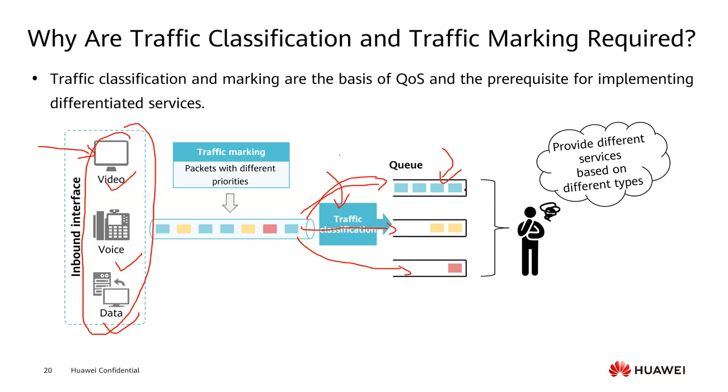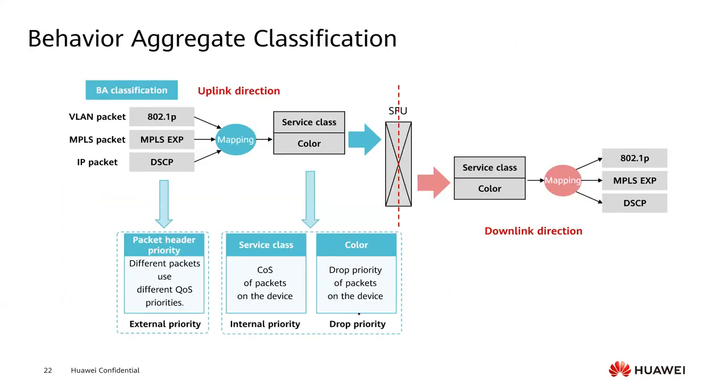So after we mark the packet, other devices will easily know, okay, this is video traffic, this is voice traffic, this is data traffic. So how do we classify the traffic and how do we mark the traffic? First, we need to know a concept, behavior aggregate classification. What is a BA classification?